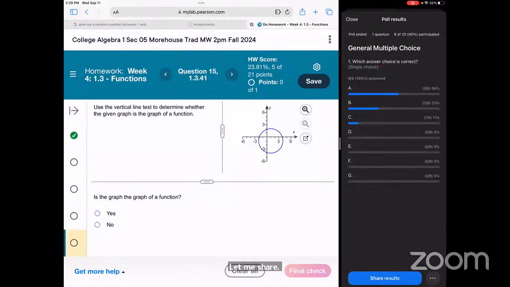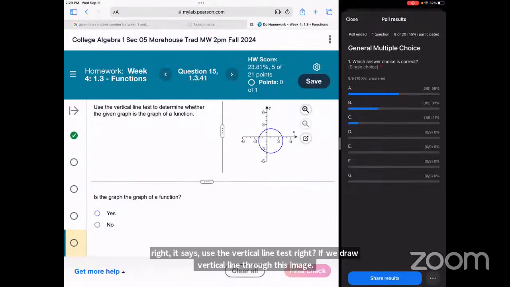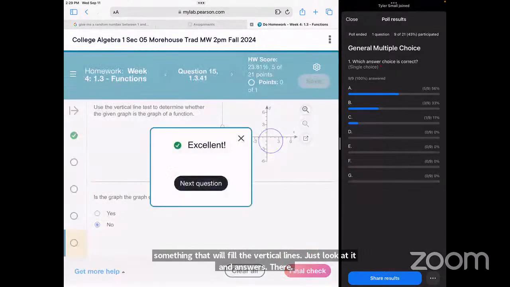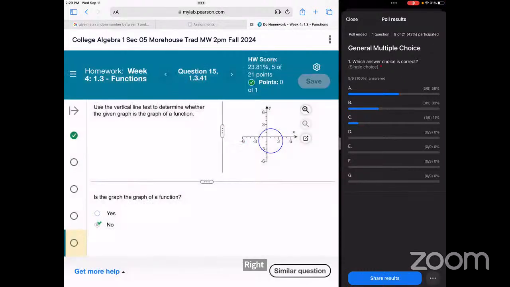Okay. So it says to use the vertical line test, right? If we draw a vertical line through this image, will it touch the graph more than once? Well, if the image is a circle, it's going to touch the graph more than once. So I think a couple of people got it right. It should be no. This is an example of something that will fail the vertical line test. Just look at it and the answer's there. Let me plug this in. Oh, good job.